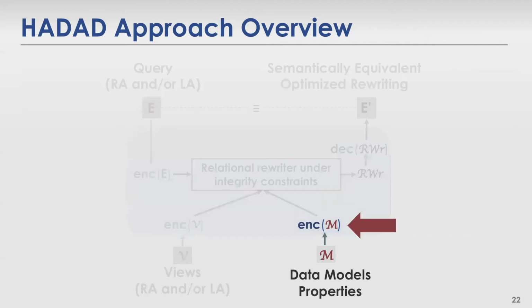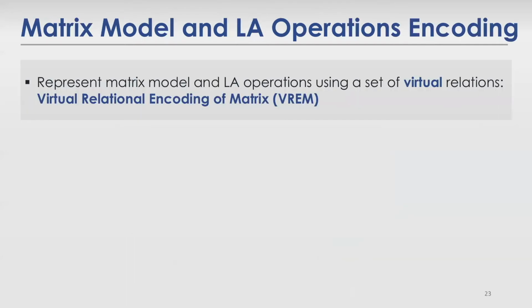In the rest of the talk, I will mainly focus on the reduction from linear algebra language and model into the relational model with integrity constraints, so we can reason about queries and views involving linear algebra pipelines. The relational model is already captured by our internal model. So we represent the matrix model and linear algebra operations using a set of virtual relations. We call them the virtual relational encoding of matrices.